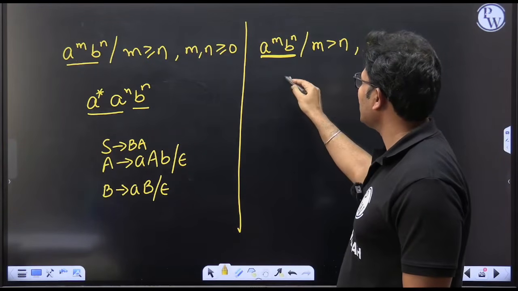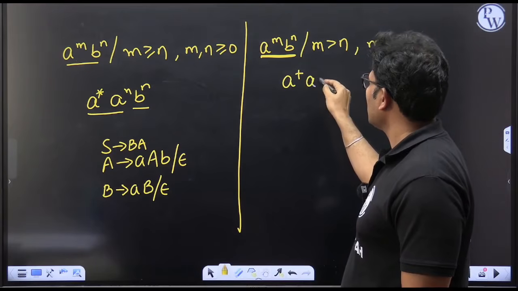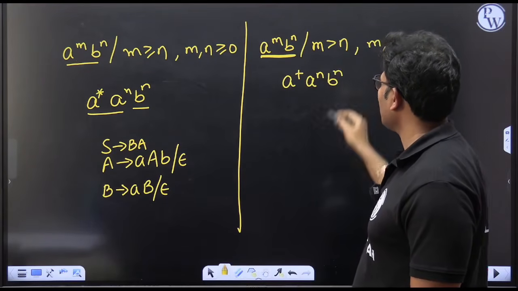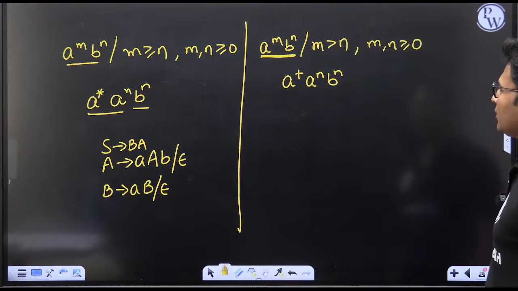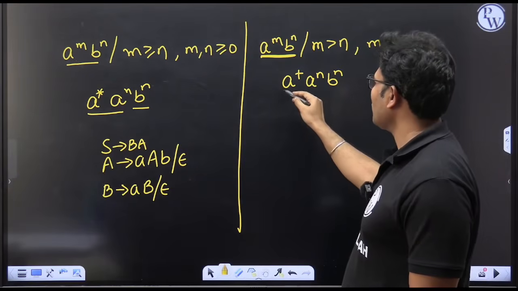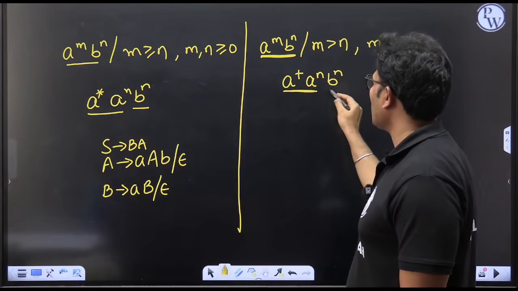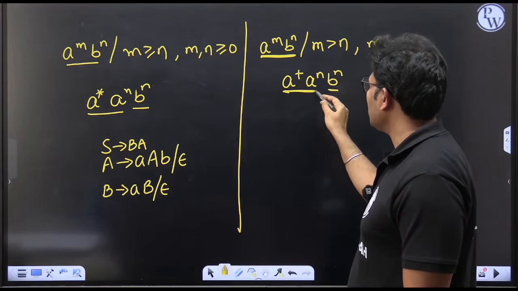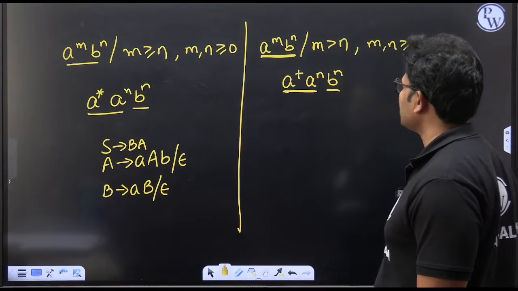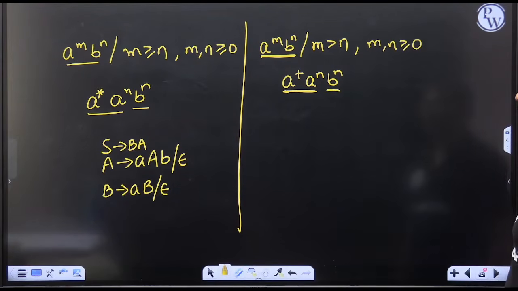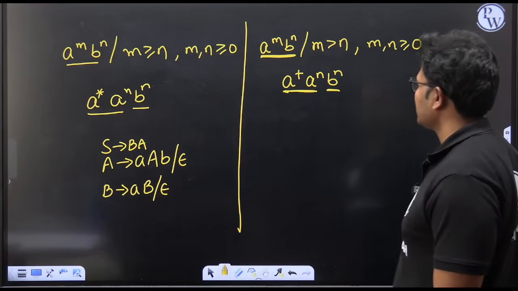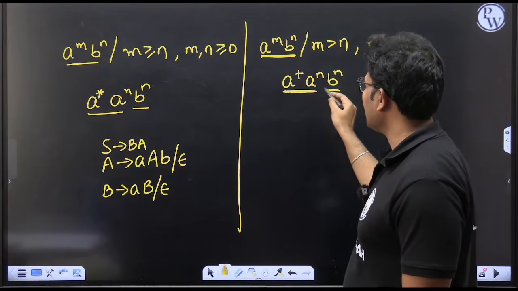So you can write it as a^+ a^n b^n. The number of a's will be strictly greater than the number of b's.